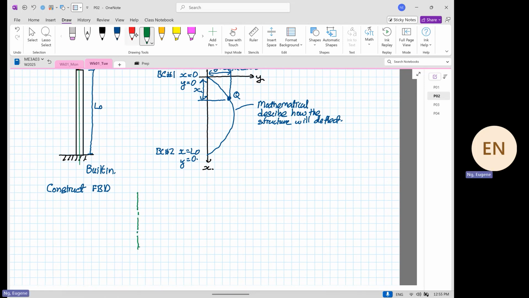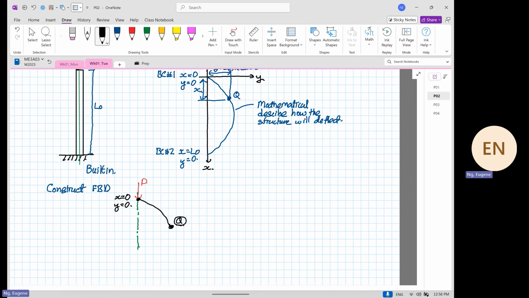Okay. And then on this green line, we have the load P, and then we have a deflection, and a deflection up to this point over here. This is our point Q. At the start of the point is where we have x equal to 0, y is equal to 0.